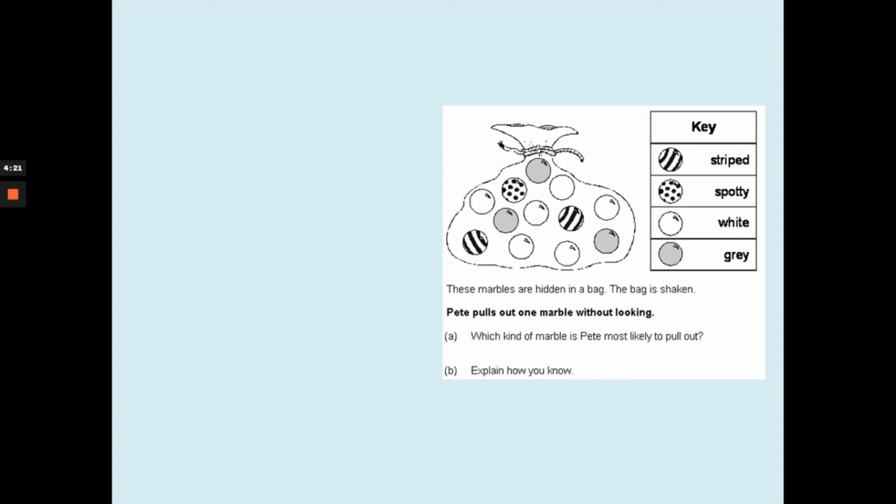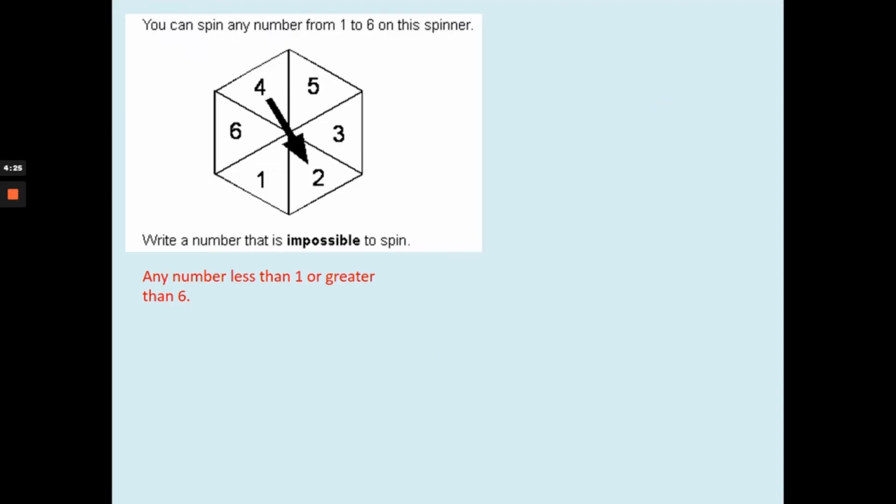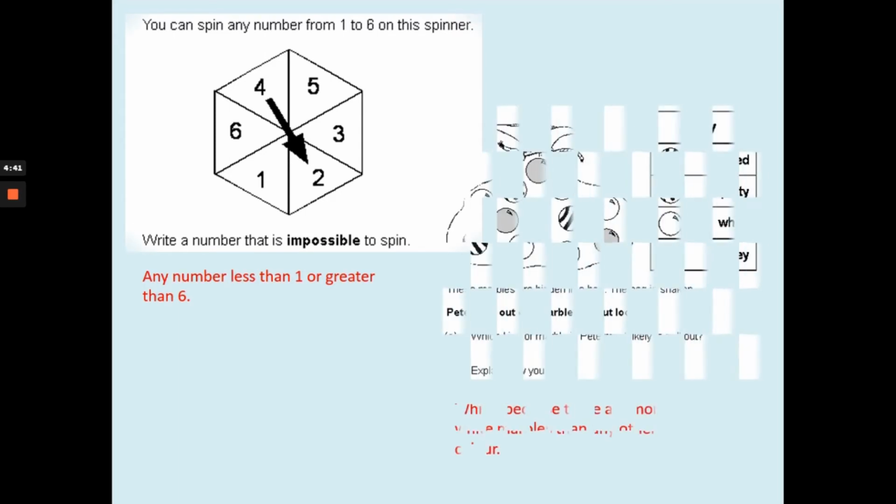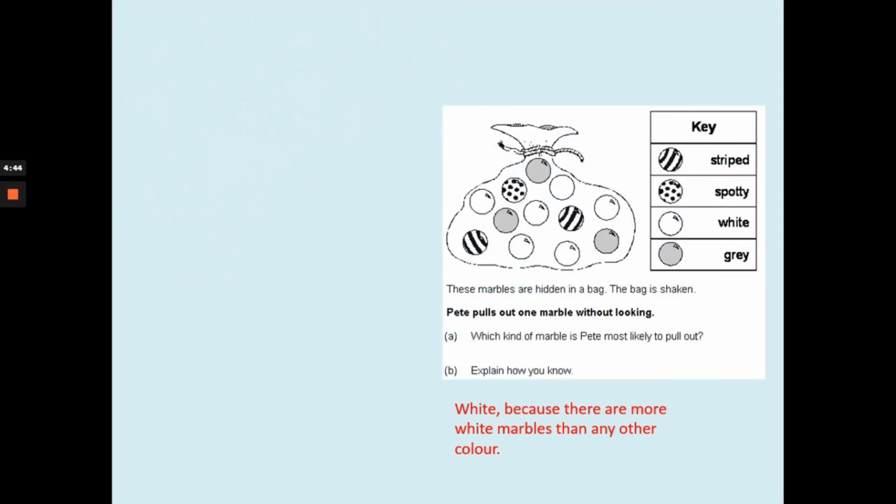Okay, let's go through the answers. You can spin any number from 1 to 6 on a spinner. Write a number that is impossible to spin. Any number that's less than 1 or bigger than 6 would be correct, because there are no numbers less than 1 and there are no numbers greater than 6. For the second question, these marbles are hidden in a bag. The bag is shaken. Pete pulls out 1 marble without looking. What kind of marble is Pete most likely to pull out? If you count the marbles in the bag, there are a lot more white compared to the other ones. Therefore, he's a lot more likely to pull out a white one.